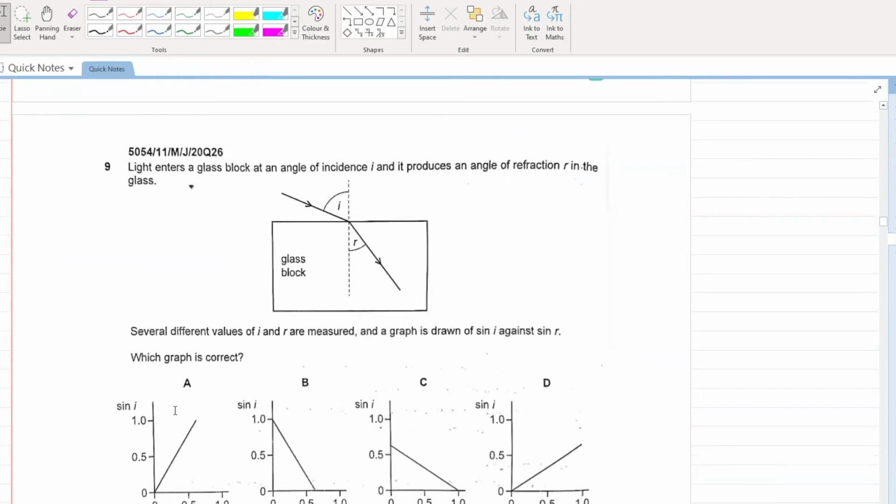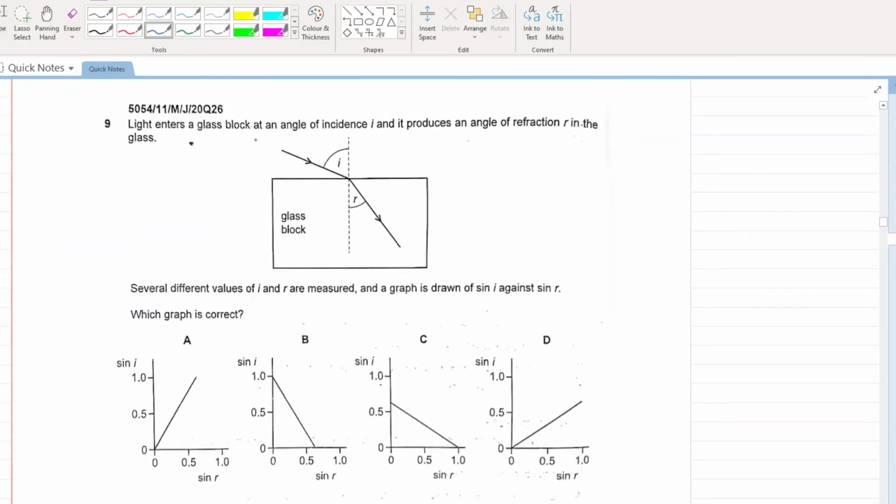Let's further move ahead. Light enters a glass block at an angle of incidence I and it produces an angle of refraction in the glass. This is less dense and this is more dense. If you are moving from less dense into more dense material, what happens usually? You bend towards the normal.